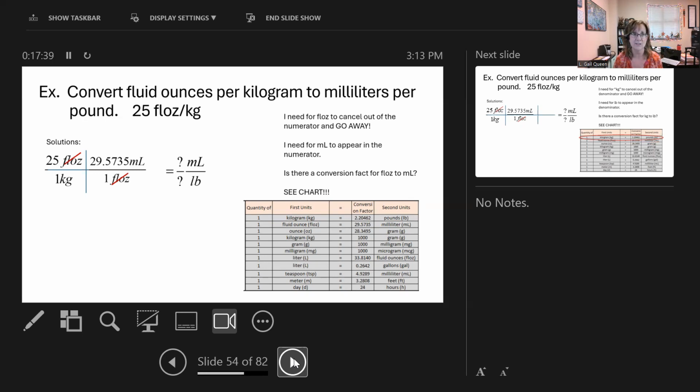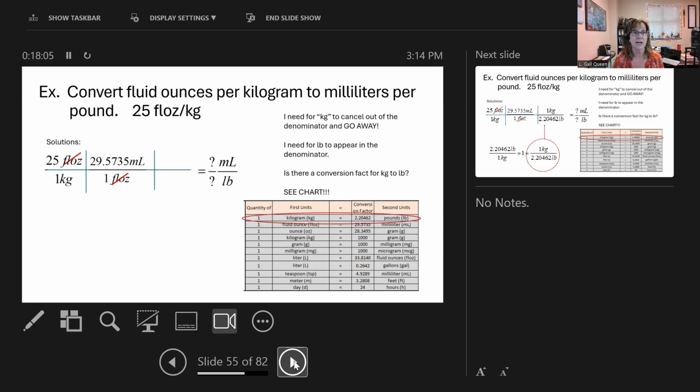Okay, that's the strategy. Now, if I were to multiply straight across the top, I would now have an answer in milliliters. The only units in the top are milliliters. That's right. But in the bottom, if I multiply straight across, I'm going to have 1 kilogram. And that's not what they want me to get. They want milliliters per pound. So I'm not done with the problem. This just means that I need to multiply by another fraction equivalent to 1.